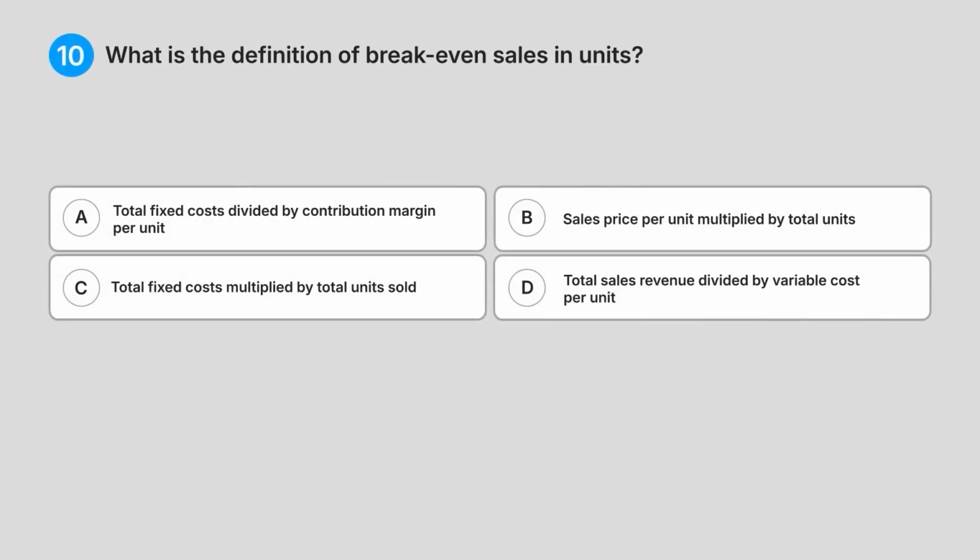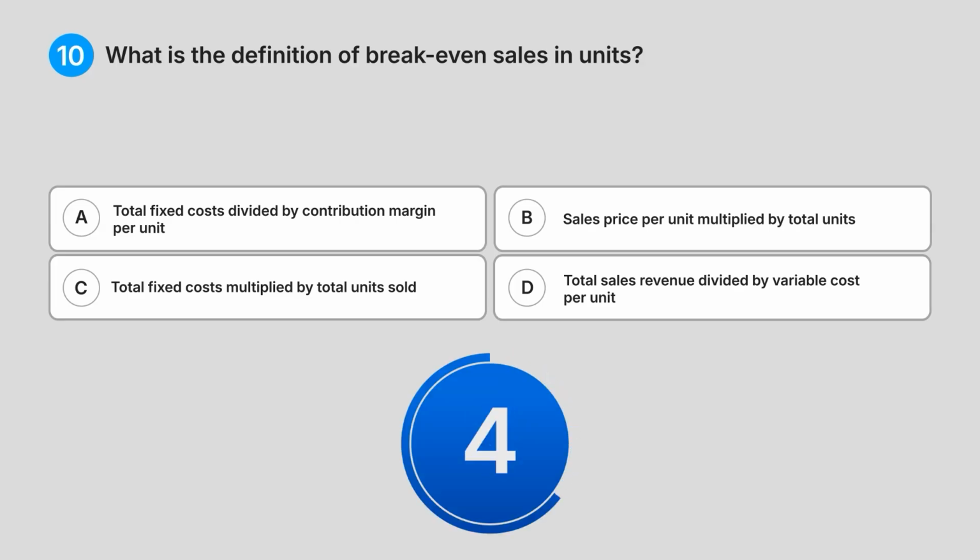10. What is the definition of break-even sales in units? A. Total fixed cost divided by contribution margin per unit. B. Sales price per unit multiplied by total units. C. Total fixed costs multiplied by total units sold. D. Total sales revenue divided by variable cost per unit. Do you know the answer?